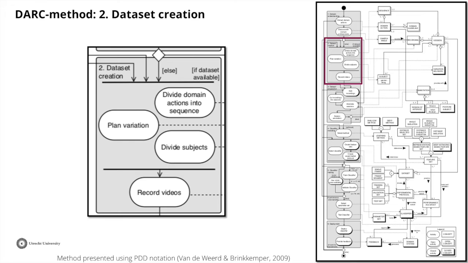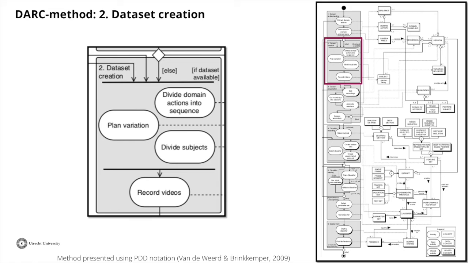The dataset creation phase is optional because if a suitable dataset is available, this phase is not required and can be skipped. The extracted actions should be combined into sequences, since in some domains multiple actions are performed in succession. Then, variation in the dataset needs to be planned. We call the set of potential variation points variation heuristics. Some examples are hairstyles and clothing.